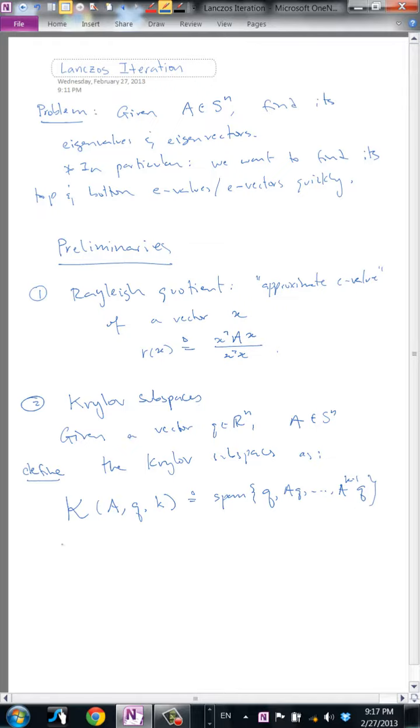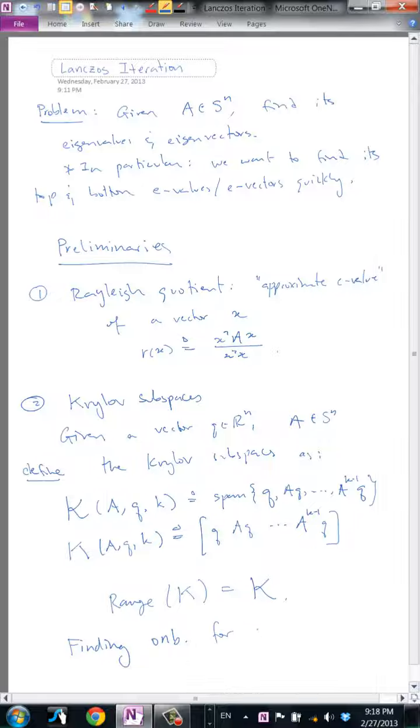And let's also define the Krylov matrix K. So notice that this is not script K of A, q, k. Let's define this to be the matrix whose columns are q, Aq, all the way up to A to the k minus 1 q. So clearly, the range of the Krylov matrix is the Krylov subspace. So one thing that we're going to be particularly interested in is finding orthonormal bases for these Krylov subspaces, and we'll see exactly why it is that we care about that.